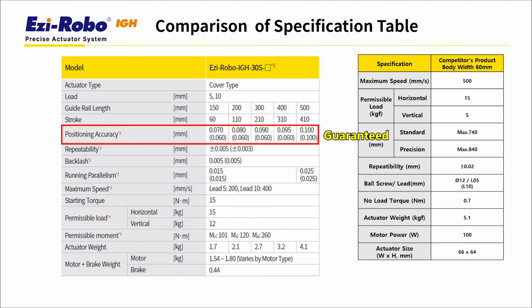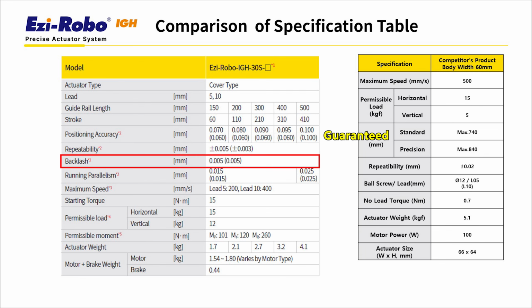Positioning accuracy refers to the potential mechanical error between the commanded position and the actual position when moving to a specified point within the stroke range. For FASTECH products, this guaranteed value varies by actuator length. While the competitor only provides this specification when using an external encoder on a linear motor stage, FASTECH guarantees it starting from its general grade products.